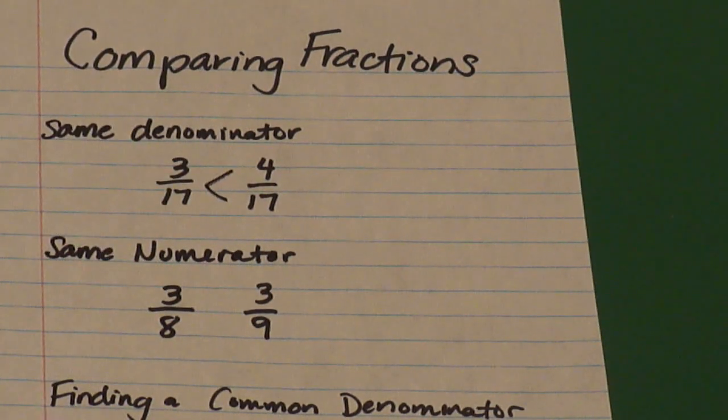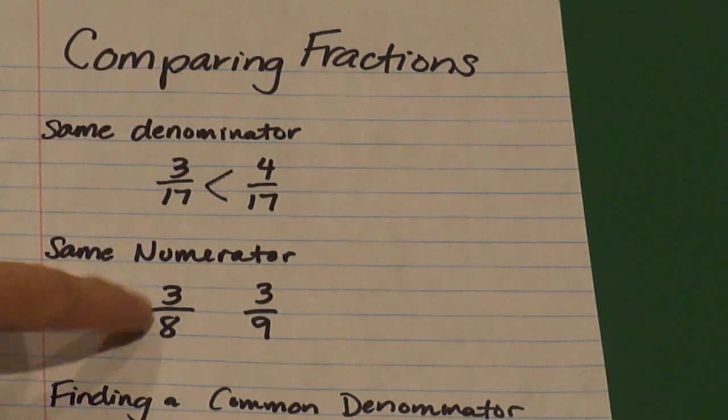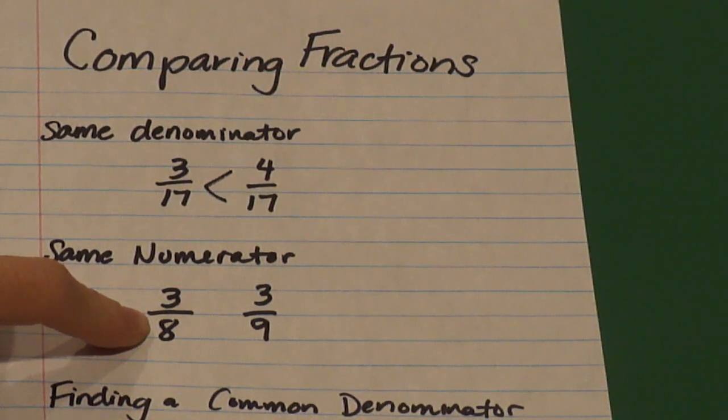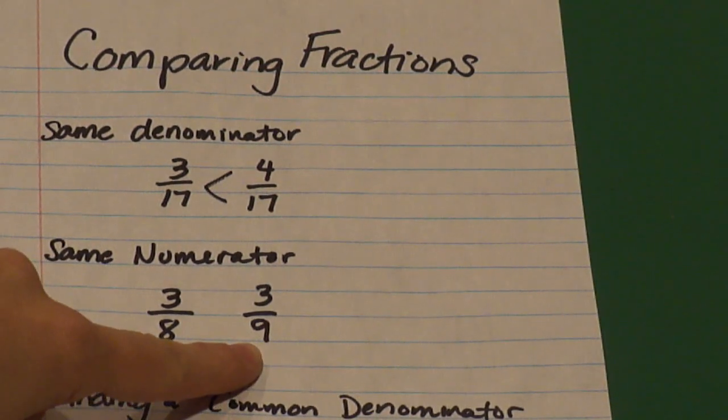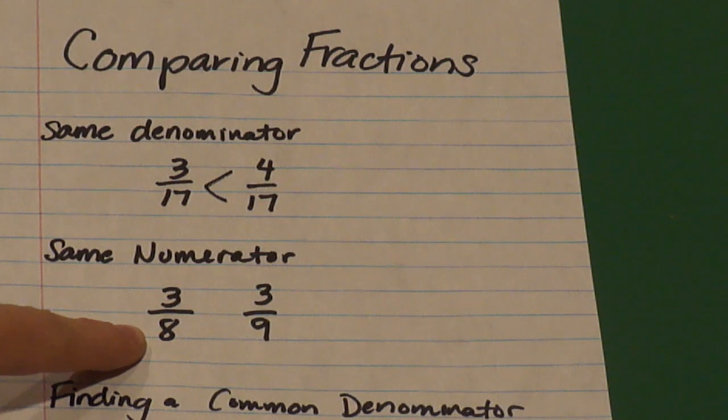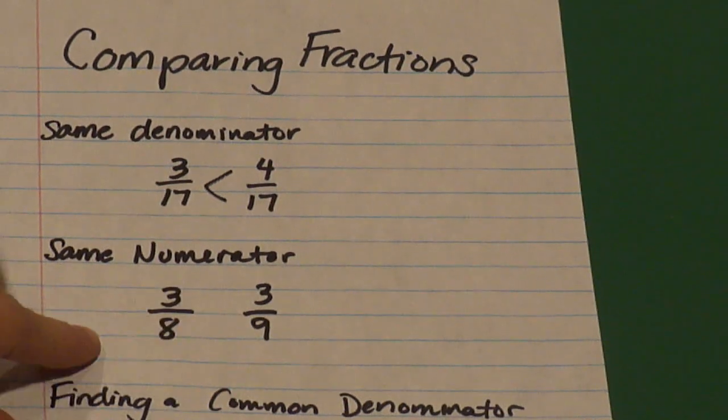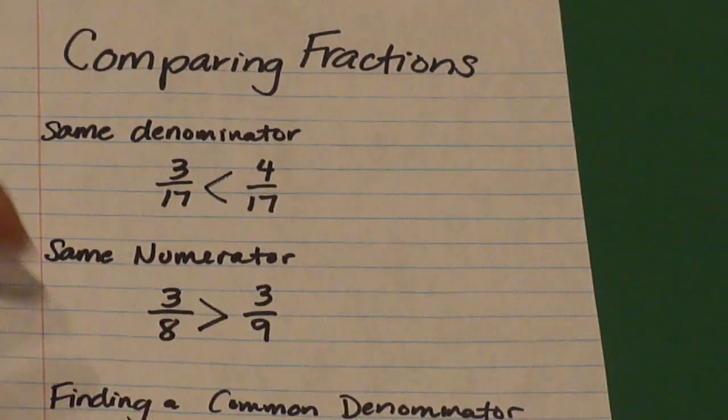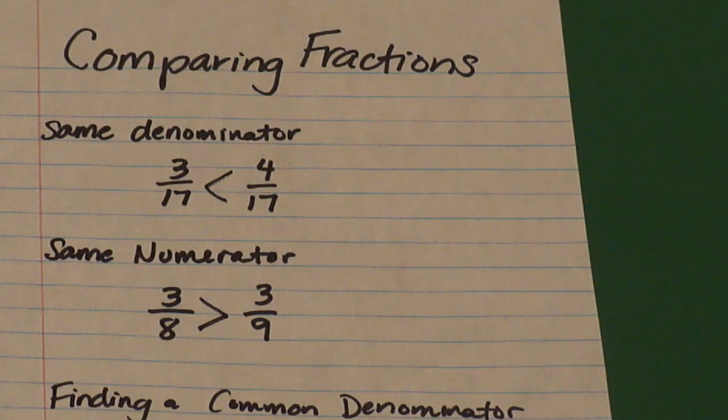If my numerator is the same, I can think of them as pieces of a pie. This pie is broken into 8 pieces. This pie is broken into 9. If you're sharing with 8 people, your pieces are larger. So you've got 3 of the larger pieces versus 3 of the smaller pieces. 3/8 is greater. The smaller denominator indicates a larger piece.